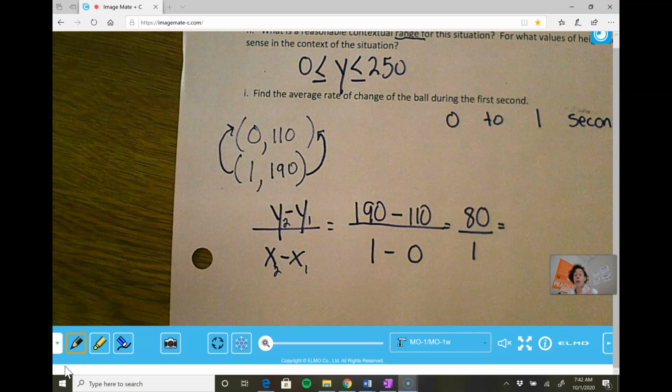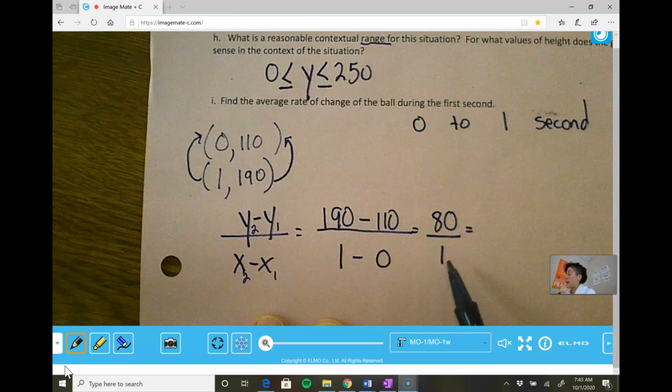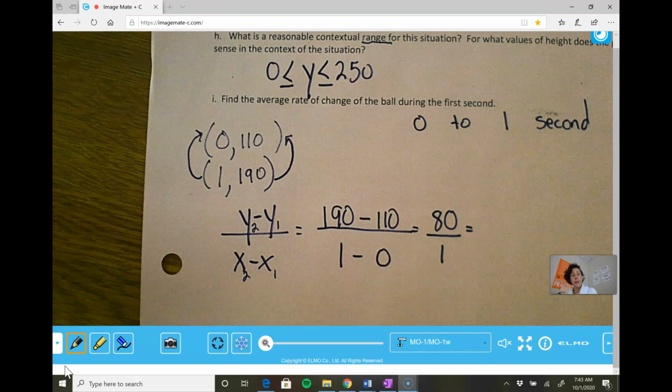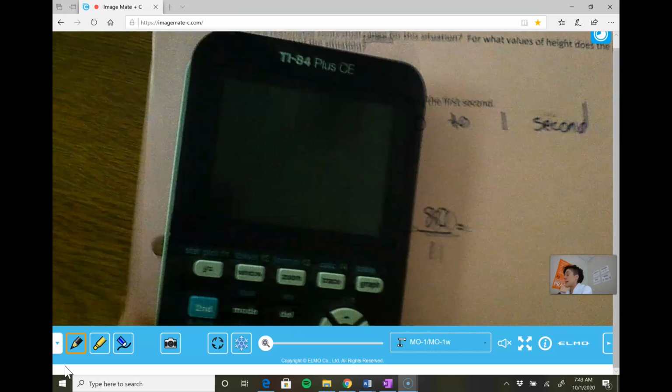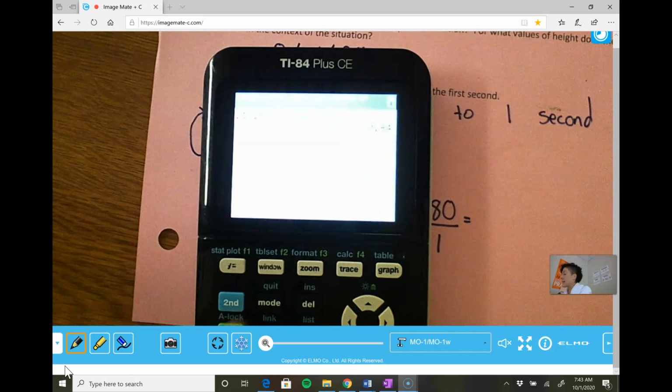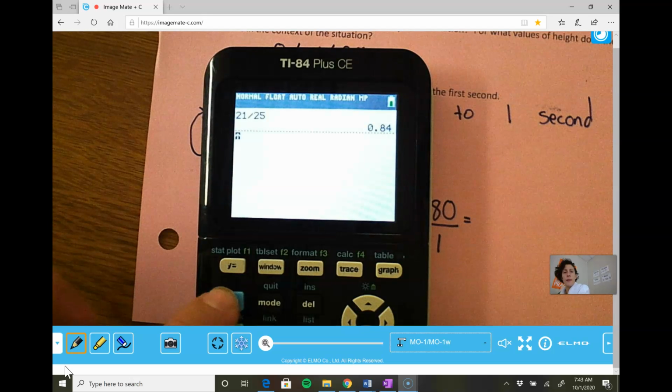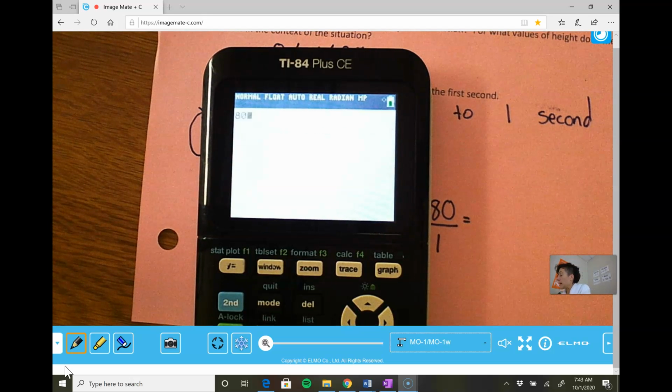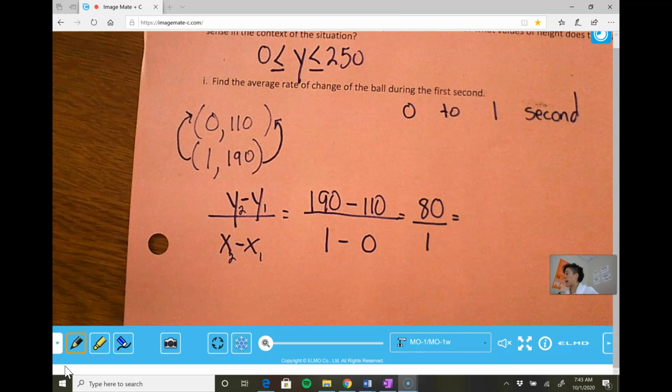Our goal is to always make sure our average rate of change has a denominator of 1, which it does. If it didn't, let's say this denominator was 3, and I realize this is kind of hard to see, let's see if we can tone it down a little bit. There we go. Then I would just take my numerator and divide it by my denominator, and that would become my average rate of change. But it's over 1, so we're okay.